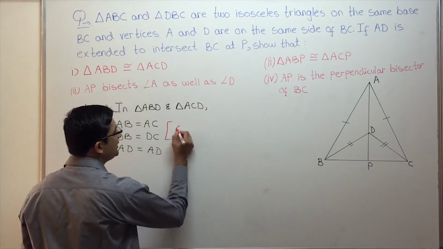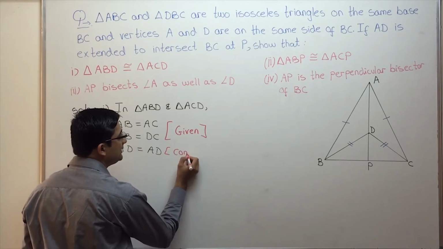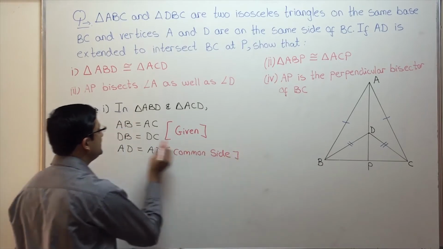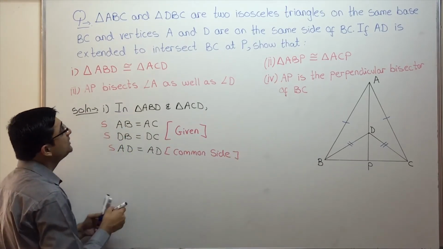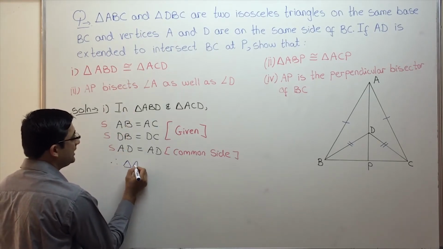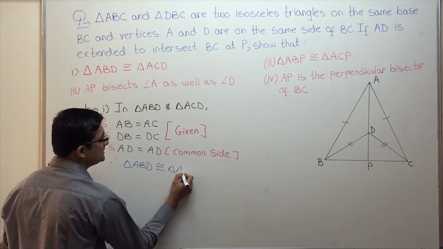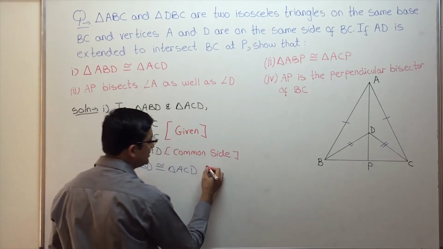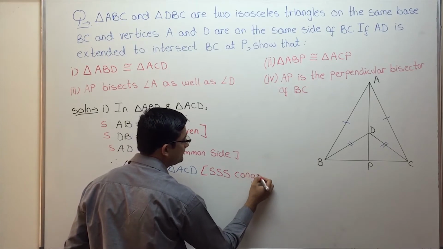So these two things over here are given to us. So I'll write given. AD is equal to AD, common side. So basically by SSS criteria, the two triangles are congruent, and we are already given the congruent statement. So copy it as it is. Therefore, triangle ABD is congruent to triangle ACD. Which criteria have we used? Side, side, side, triple S. So SSS congruence criteria.